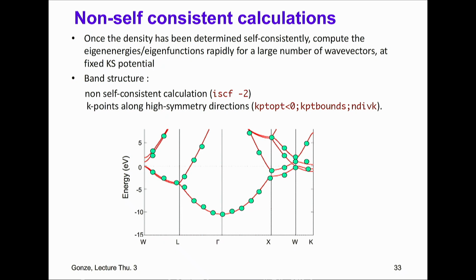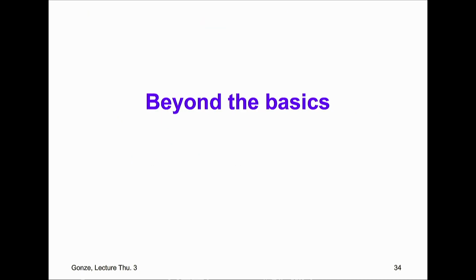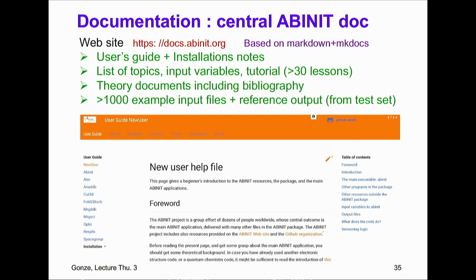At that stage, you must say, how is it possible to remember all these input variables? And I have to go beyond the basics to show you that's not so difficult. Actually, we have a central documentation in ABINIT that is available on the website. Actually, it has a separate address, but you click on the portal of ABINIT and you will quickly find the link to go to the documentation, where we have a user guide, well, many user guides and installation notes. This is a snapshot of the homepage of the doc.